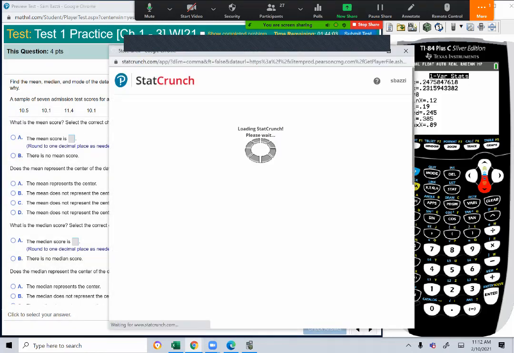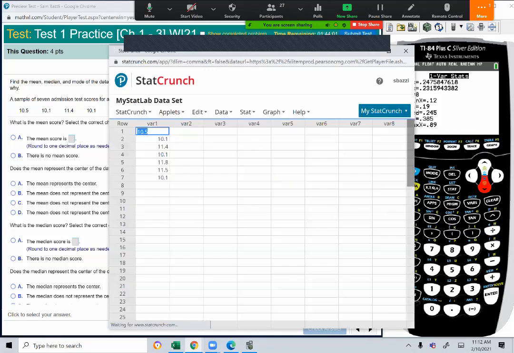And tell me, guys, if you're not seeing the StatCrunch screen. Are you seeing the StatCrunch loading? Yes. Okay, great.